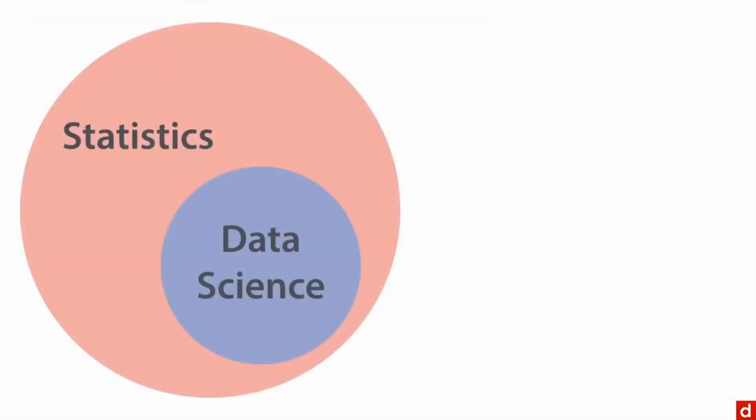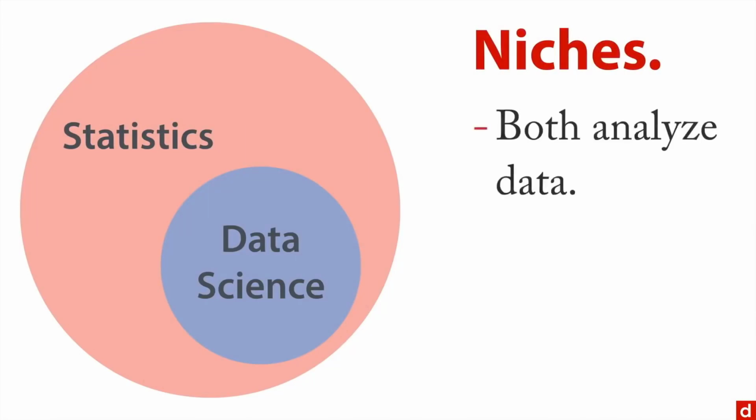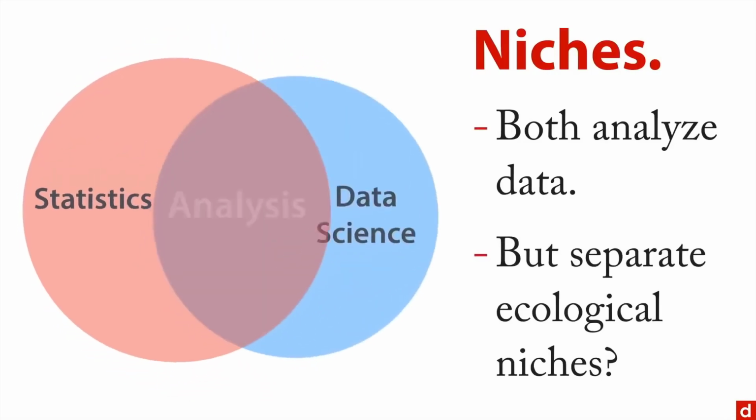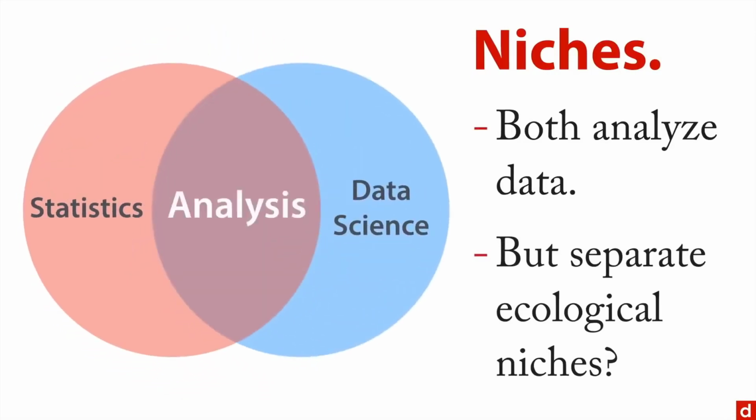So maybe instead of having data science as a subset of statistics, we can think of it more as these two fields have different niches. They both analyze data, but they do different things in different ways. So maybe it's fair to say they overlap. They both have analysis of data in common, but otherwise they are ecologically distinct.